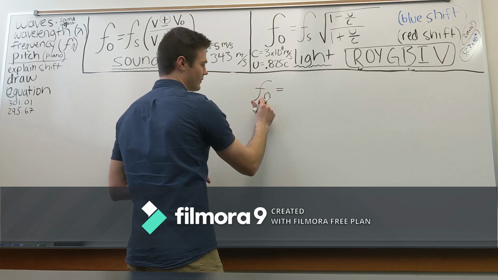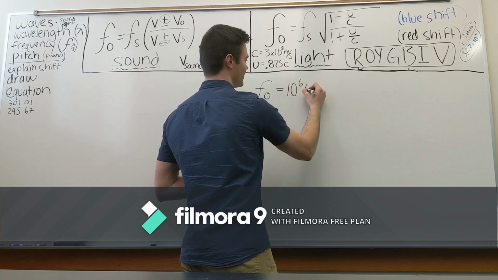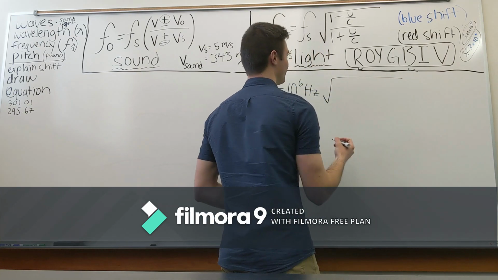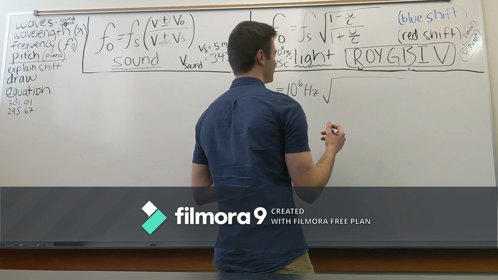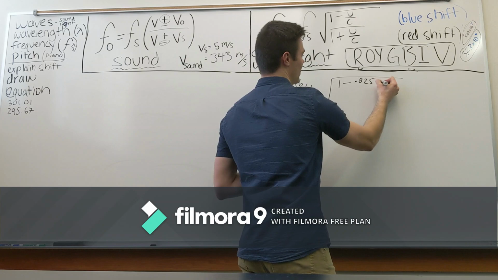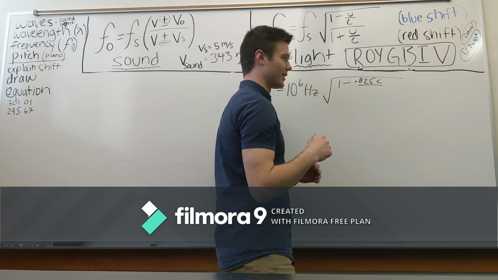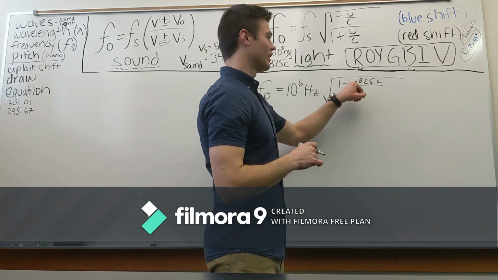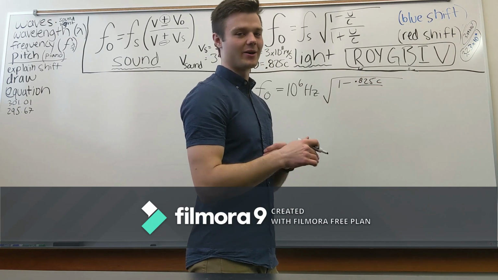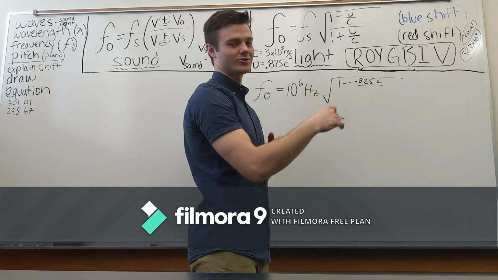So for the frequency of light that leaves the galaxy, we're going to say 10 to the 6th hertz. And we're going to say that the velocity of our galaxy is 0.825 multiplied by the speed of light. You'll notice that 0.825 times the speed of light is very close to the speed of light itself. So that's why we have to switch equations. It's because our source is moving extremely fast.